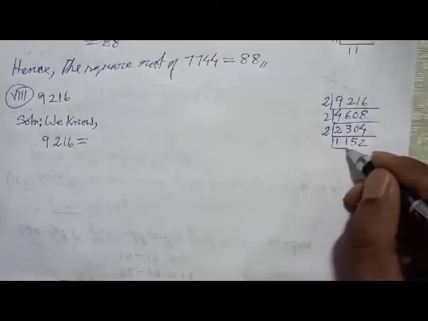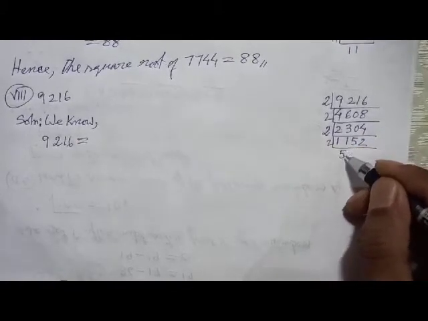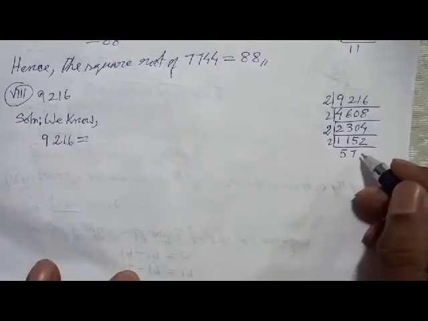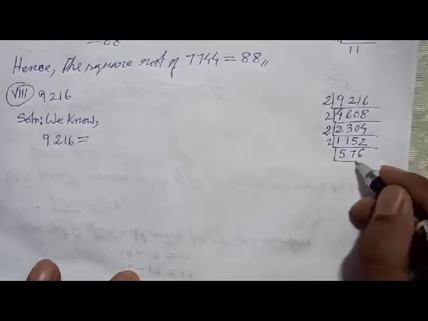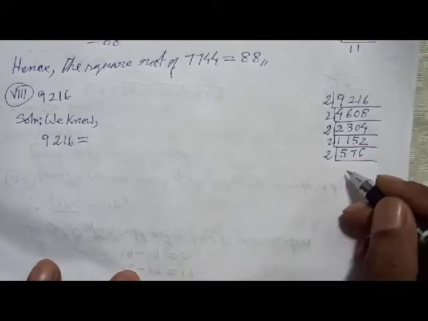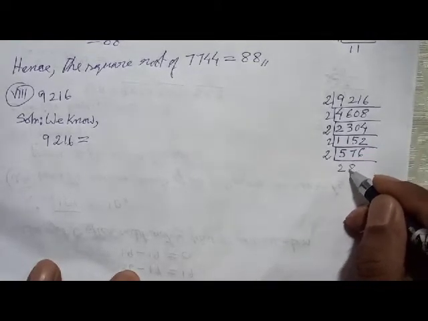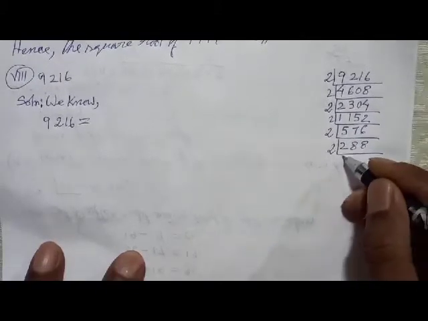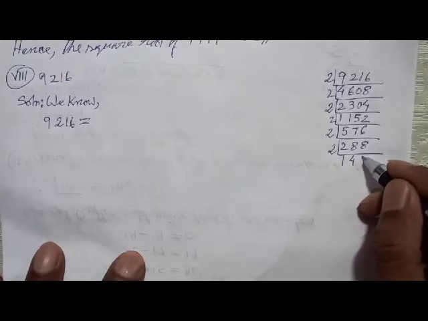2 2 are 4. Again let us divide by 2. 2 5 times is 10. 2 7 times is 14. 2 6 are 12. Again let us divide by 2. 2 2 are 4. 2 8 are 16. 2 8 are 16. Again let us divide by 2. 2 1 times is 2. 2 4 times is 8.